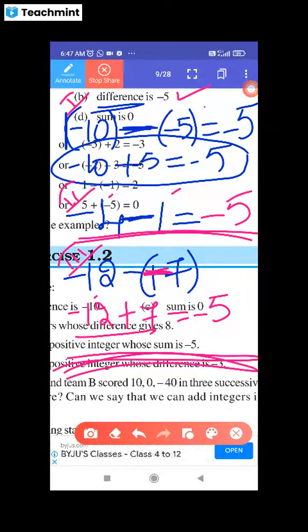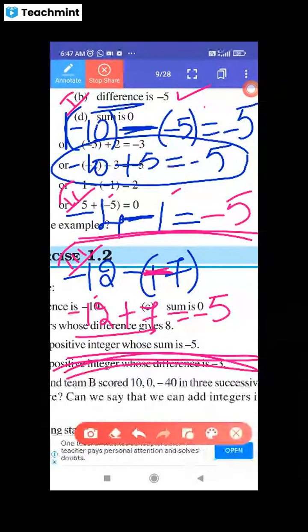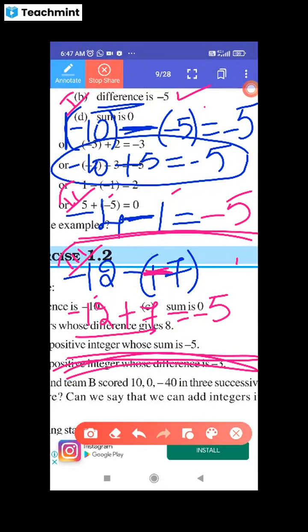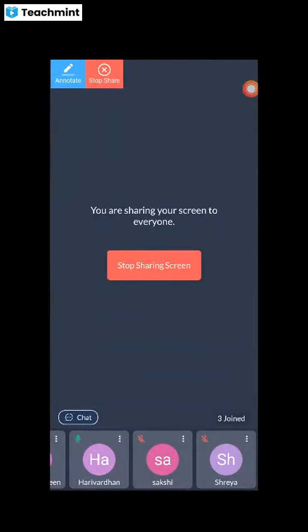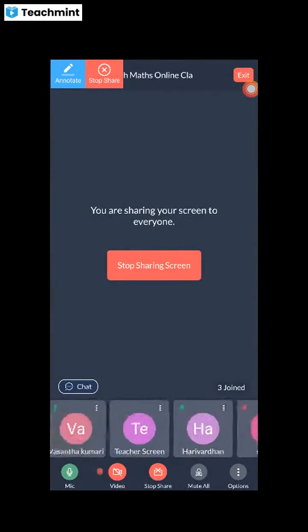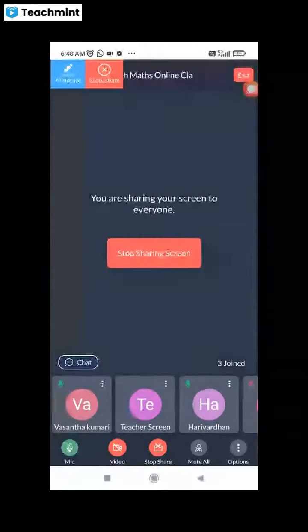Harivardhan, do you have any evening classes? Is evening class there? No, ma'am. Ma'am, there are only 3 students. Sakshi, Shreya, Harivardhan. That's it. Sindhu and Mahantesh left.